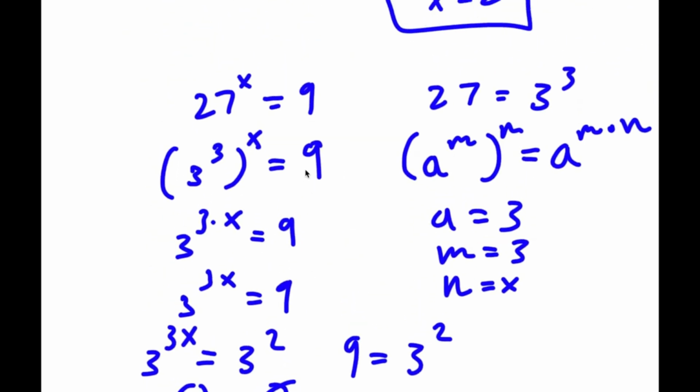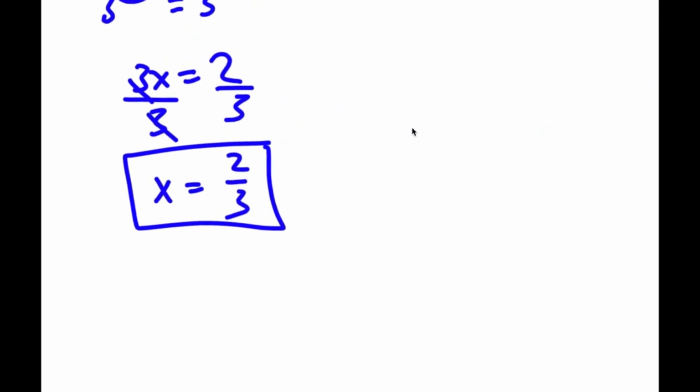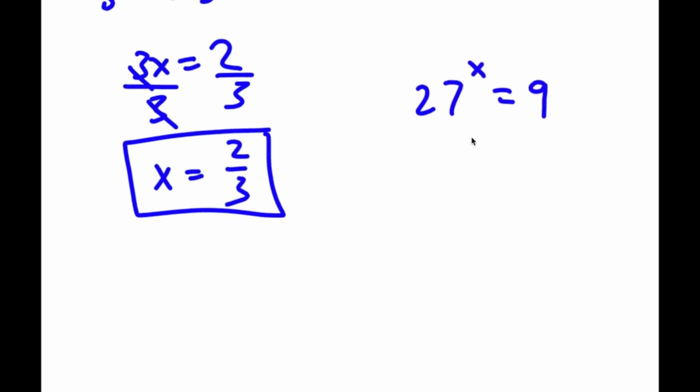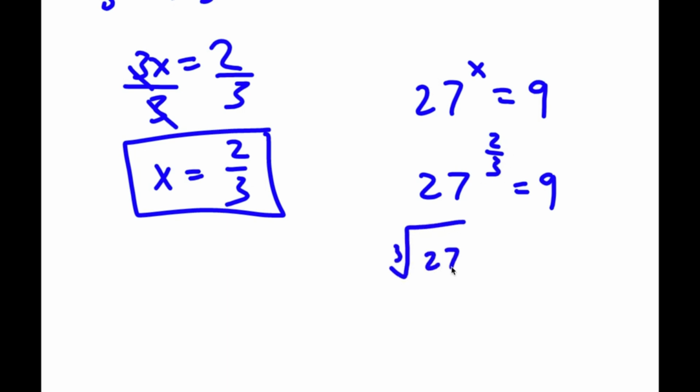Now to check, I'm going to plug in x equals 2 over 3 in the equation 27 to the power of x equals 9. So now I have 27 to the power of 2 over 3 is equal to 9. Now to solve 27 to the power of 2 over 3, this is the same thing as the cube root of 27 squared.